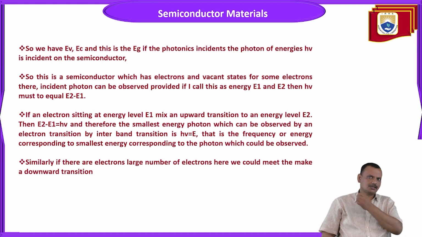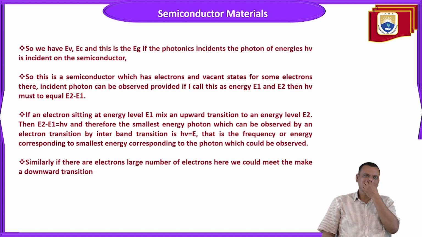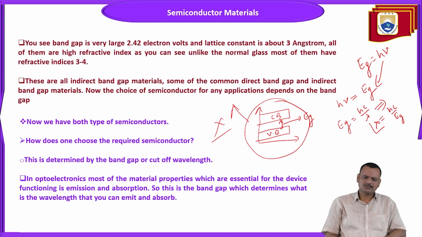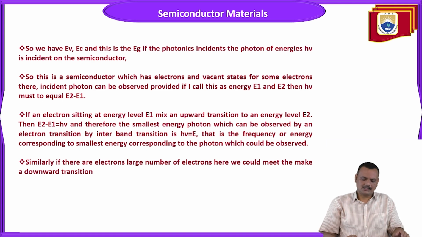So this is the semiconductor which has electrons and vacant states in the valence band. An incident photon can be absorbed provided the E2 minus E1 difference is equal to h nu. If the electron sitting at energy level E1 makes an upward transition to energy level E2, then E2 minus E1 is equal to h nu. Just now I discussed here. Based on that discussion, you can choose your desired material.